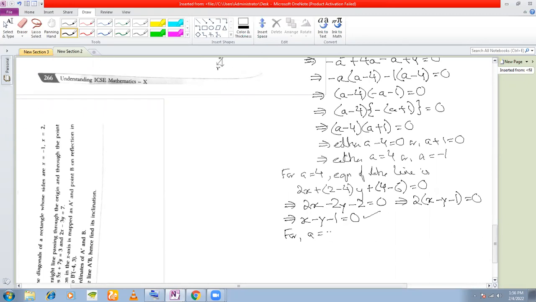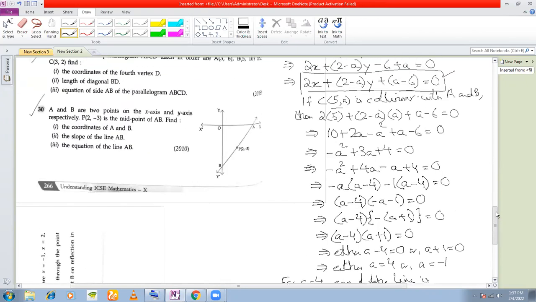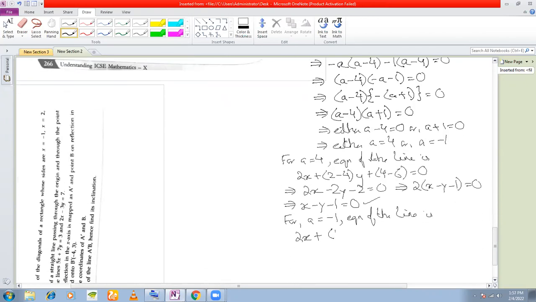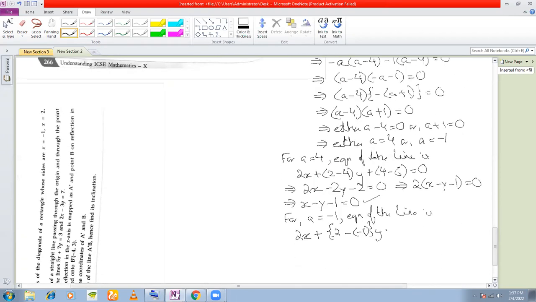For a is equal to minus 1, the equation of the line is 2x plus, I think it's 2 minus a, right? Yes, (2 minus a)y. So you get 2 minus a, here a is minus 1. Might as well put it in the curly brackets, y. And you have plus a minus 6, so plus a minus 6 is equal to 0. So you get here 2x plus 3y minus 7 is equal to 0.